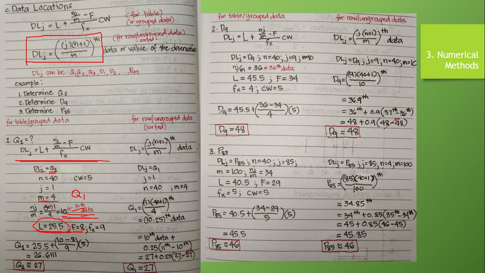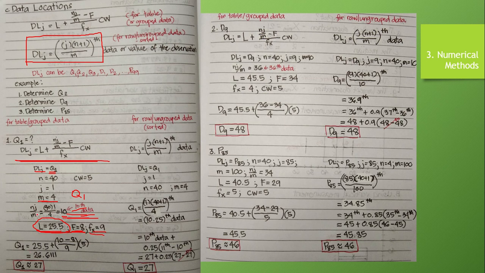So based on the table, please go back to it. I have not presented the table here, so you go back to our table. You will see there that L is 25.5, F is 8, F sub x is 9. Then substitute all of these values to our equation.